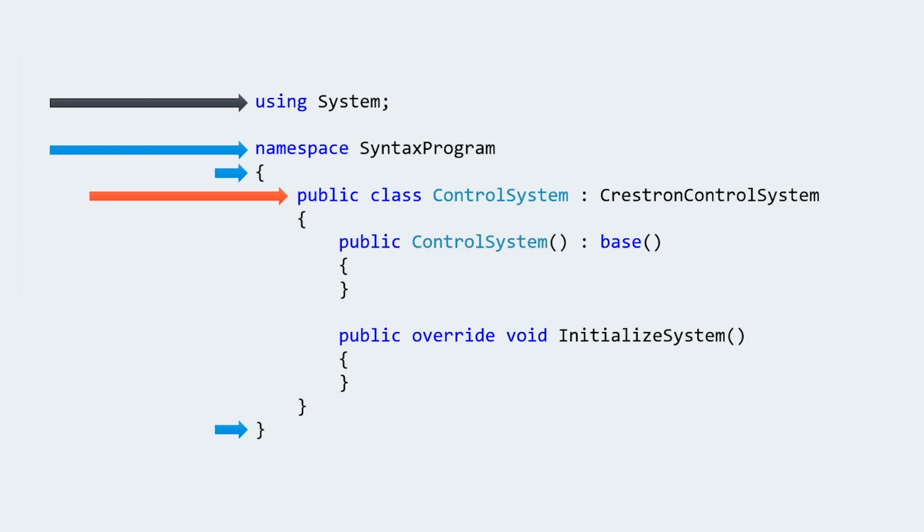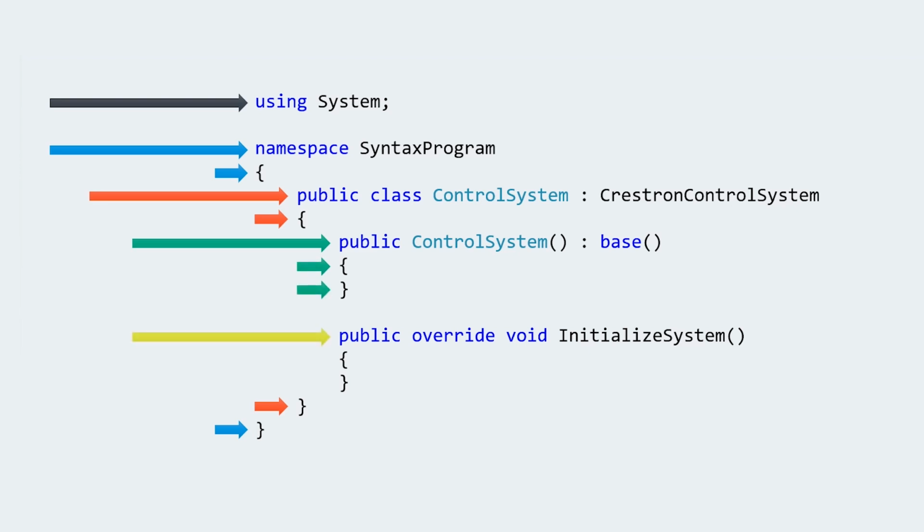Public class ControlSystem. This is our first class declaration. You will note its inheritance from Crestron ControlSystem. It too has a container, starting and stopping curly braces. Within this class, we have a default constructor, ControlSystem, which inherits from base. The default constructor has the same name as the class under which it is defined, without a return type. Take note of its open and closed curly braces.